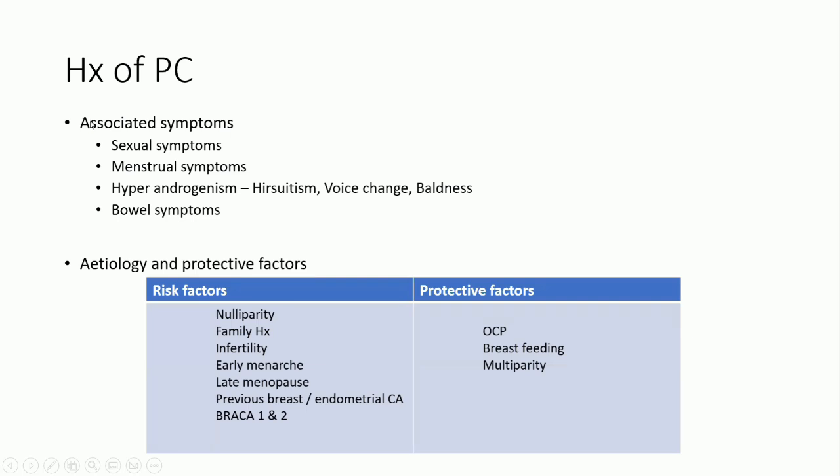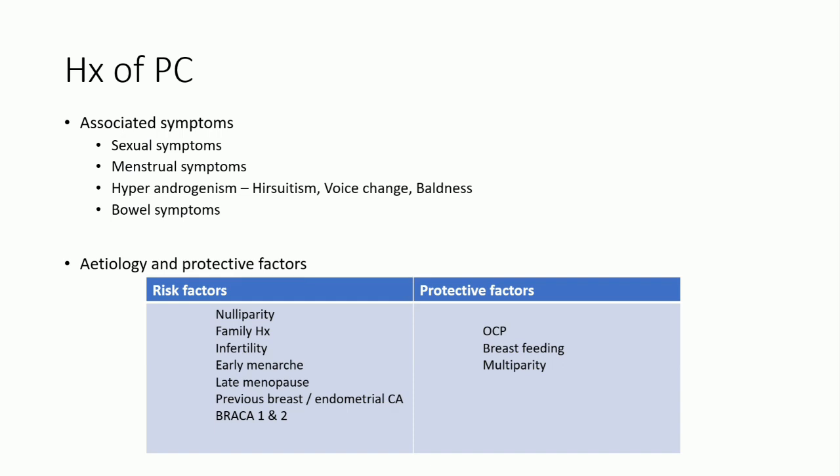Then we have to take the proper history regarding the ovarian cancer, the associated symptoms. Because I already told you ovarian cancer may be a sex hormone secreting tumor. So we have to ask about the sexual symptoms, how the sexual life is affected with these tumors, and the menstrual symptoms. Because menstrual cycles can be affected if there is a hormone secreting tumor. We can't be sure, so just ask the question whether the menstrual cycle is over.